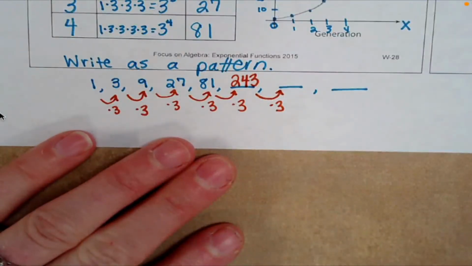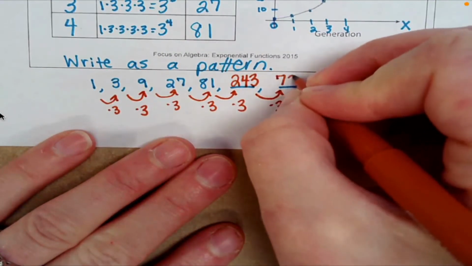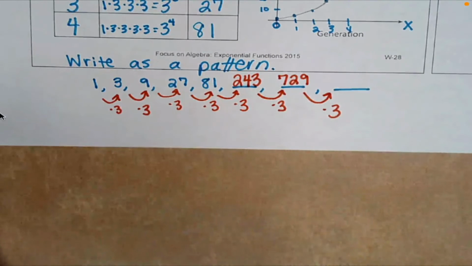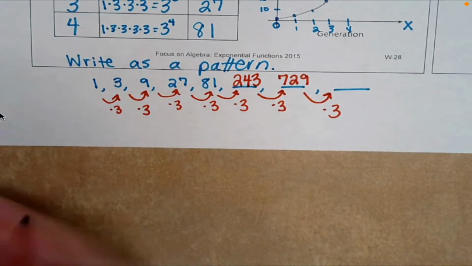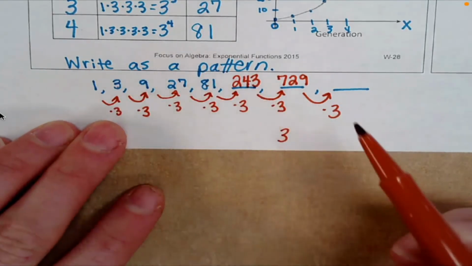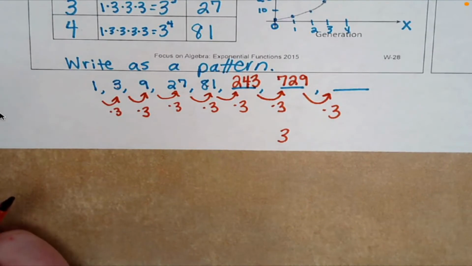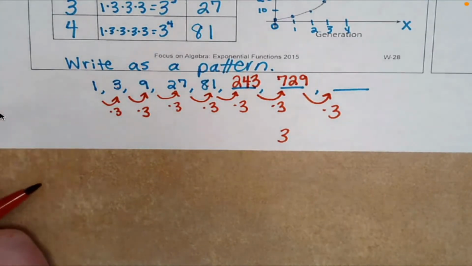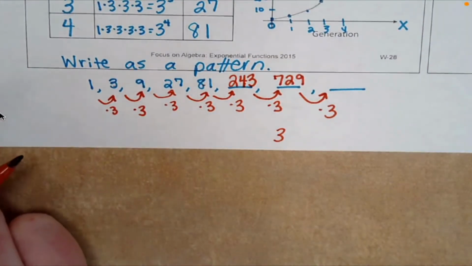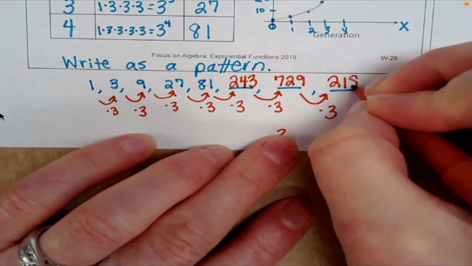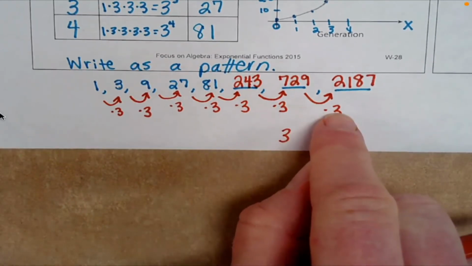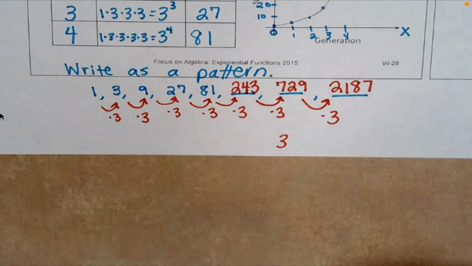Times 3 again. What's the next number? 729. Okay. Because that would be like 3 to the what power? 1, 2, 3, 4, 5, 6. Okay, and then what's the next one? 2,187. Okay. Because that would be 1, 2, 3, 4, 5, 6, 7. 3 to the 7th power.